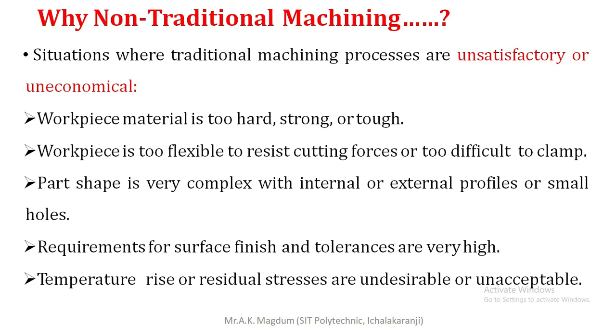The first one is the workpiece material is too hard, strong or tough. Next one is the workpiece is too flexible to resist cutting forces or too difficult to clamp. That is a very important advantage of non-traditional machining. Whenever the workpiece is too flexible to resist the cutting forces, it is difficult to clamp over the different clamping devices in traditional machining processes. So in that case, non-traditional machining is a very important practice which is actually used in industry.